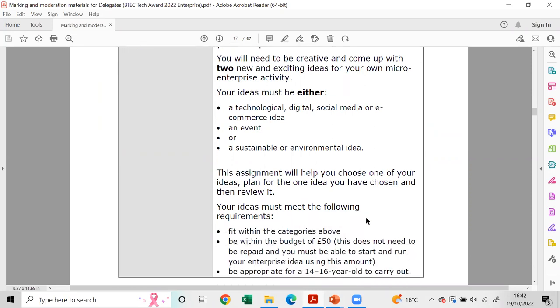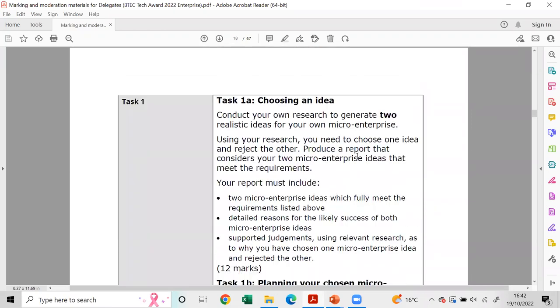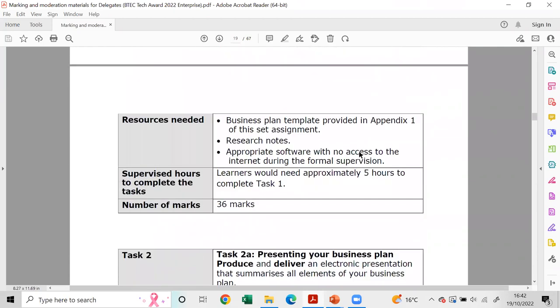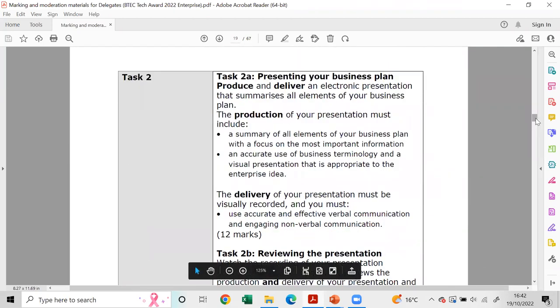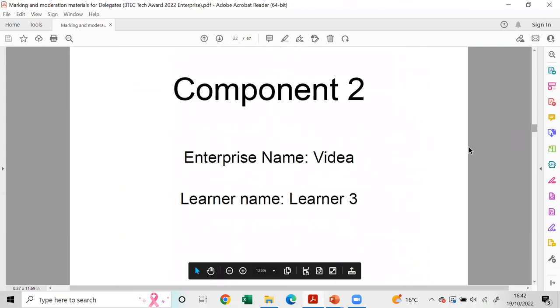And they have to do two ideas. As long as they fit into any of those, it doesn't even have to be all of them, it can be one, it can be two, the ideas can be completely different as long as they fit in those. And you're given this budget of £50. The rest of the tasks do not change, they're the same, PSA on PSA. So if we go through, here is one of them.